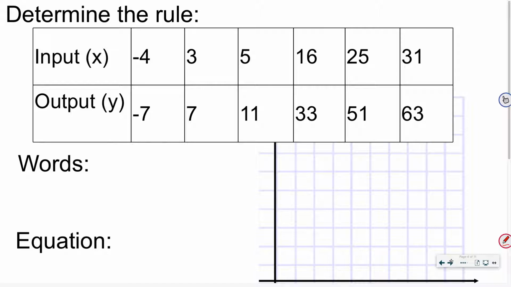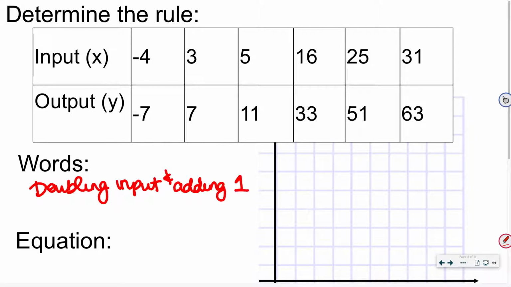What's our pattern? In words, what are we doing? Doubling. Okay, so we're doubling our input, and adding 1. Doubling the input, and then adding. Yeah, I wanted to say subtracting, but how was that subtracting? So -4 times 2 is -8, and then -8 plus 1?